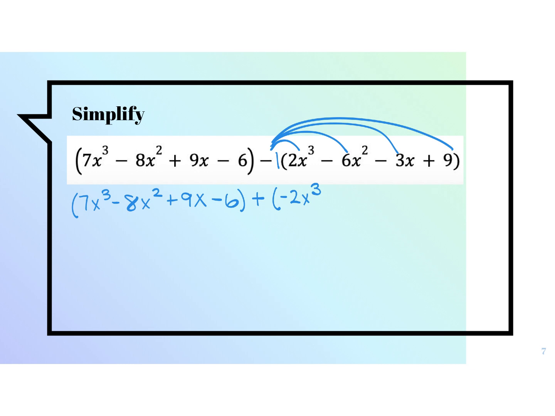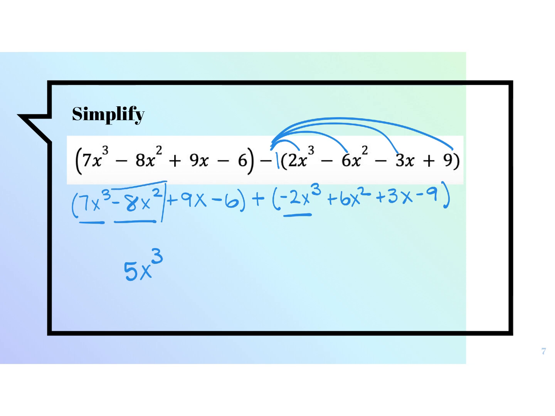Negative 1 times negative 6x squared is going to give me positive 6x squared. Negative 1 times negative 3x is going to give me positive 3x. Negative 1 times 9, negative 9. Now I can go ahead and combine my like terms again. So I have 7x to the 3rd plus a negative 2x to the 3rd. So I'm going to get 5x to the 3rd.